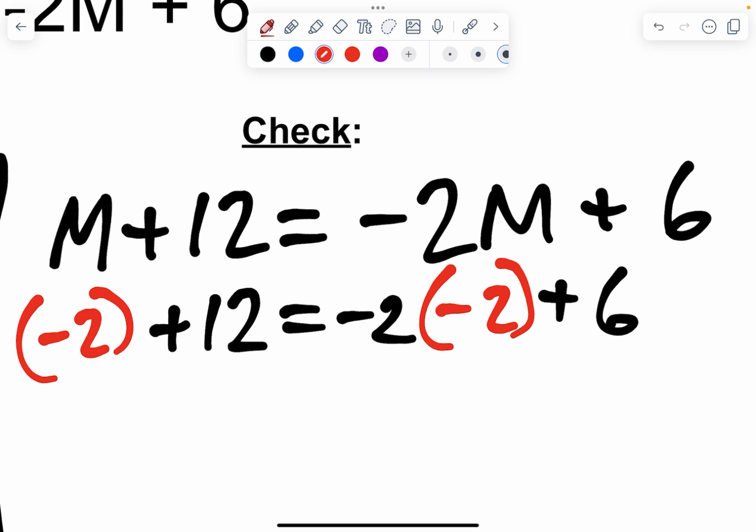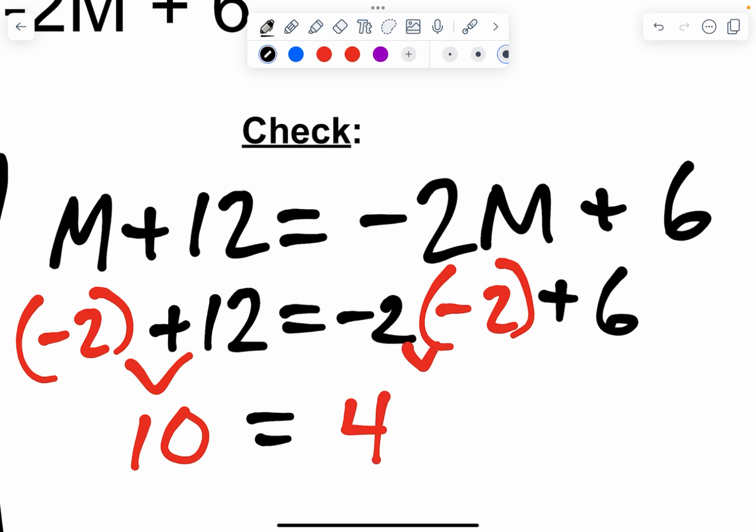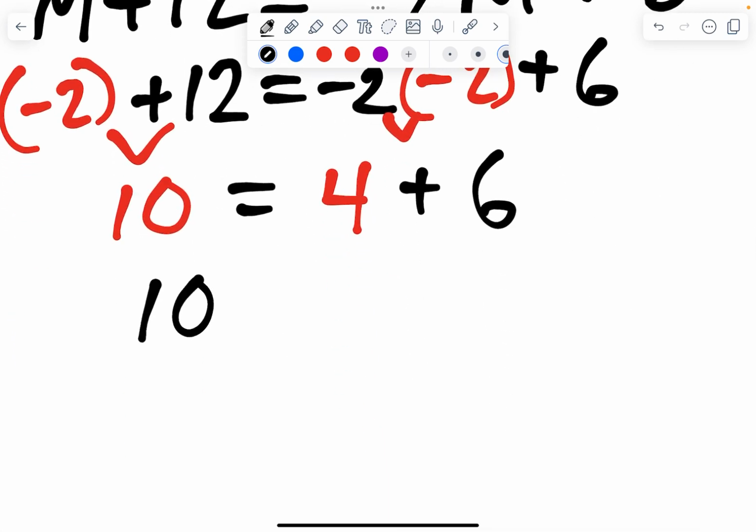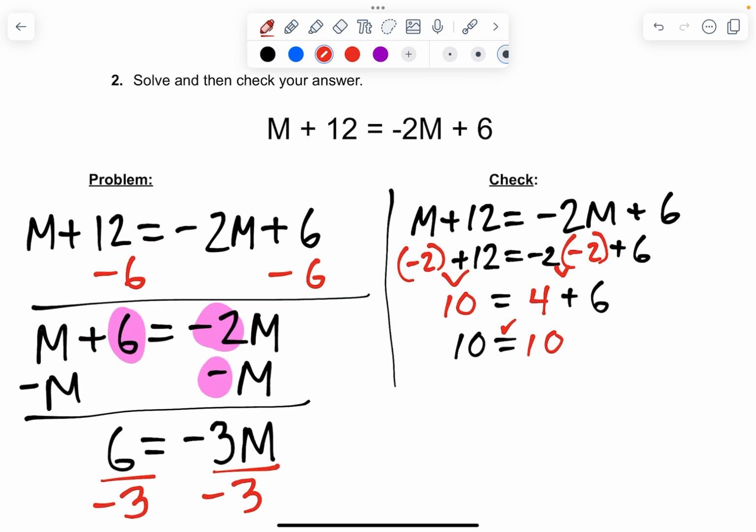Okay, I can only add here, so I'm going to add the 2. On the other side, I need to multiply first. And I end up with 10 equals 10. It's a check. So if you have any questions, please feel free to let me know.